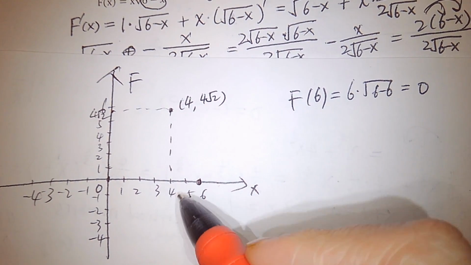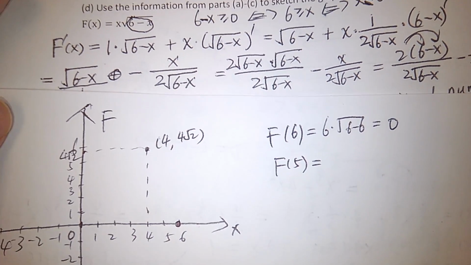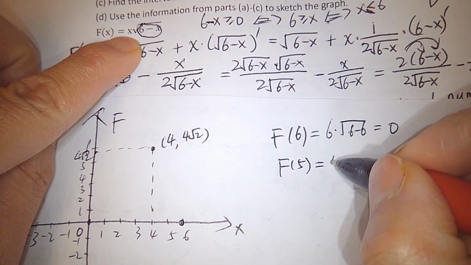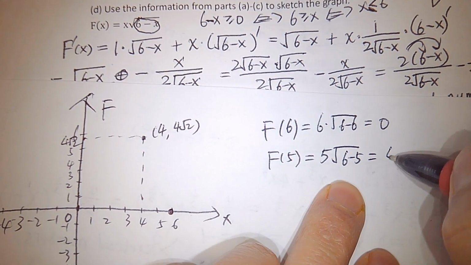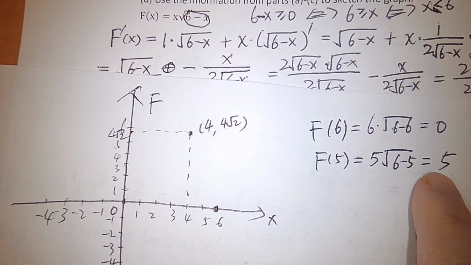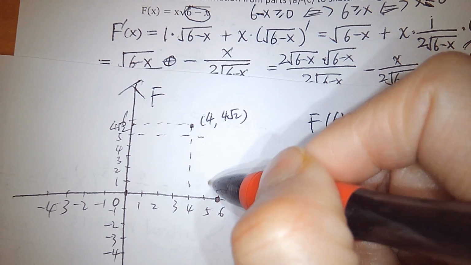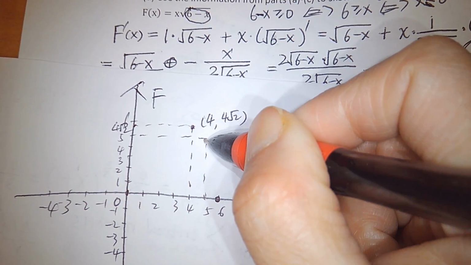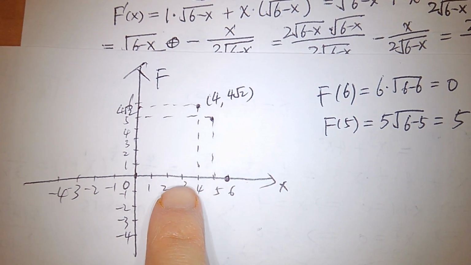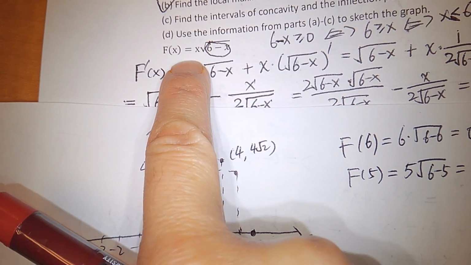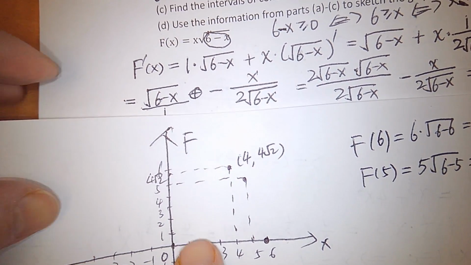If you want to know what's between 4 and 6, you can try f of 5. Okay, so what is f of 5? Plug in x equals 5. 5 times square root of 6 minus 5 gives us what? 5. Okay, so x equals 5, f equals 5. See key points. Okay. You may want to know when x equals 3. Yeah, you can try 3 and get the f value, fine. Or you can keep on trying something.